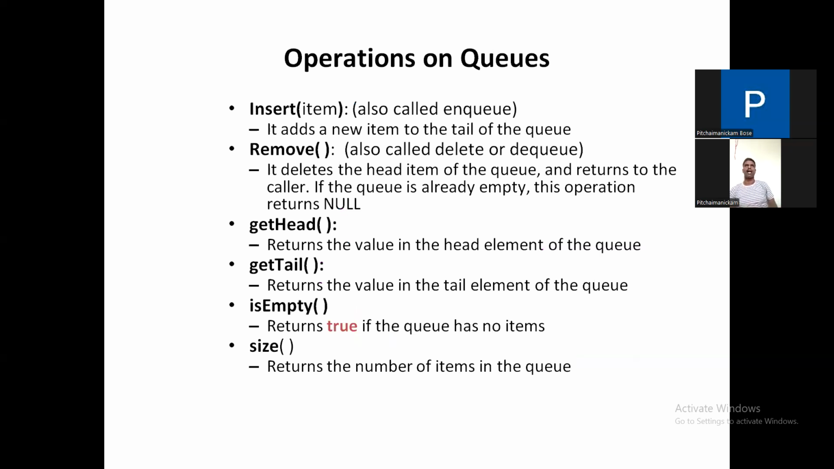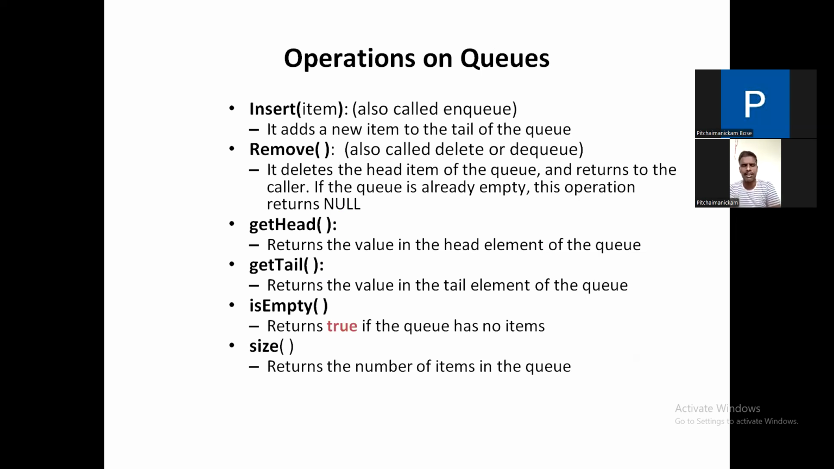What are the additional operations on queues? One is insert, next is remove, then get head, get tail, is empty, and size. Insert means we insert an element into the queue, also called the enqueue process. The dequeue process is the remove process, also called delete, which deletes the element the front pointer points to in the queue.